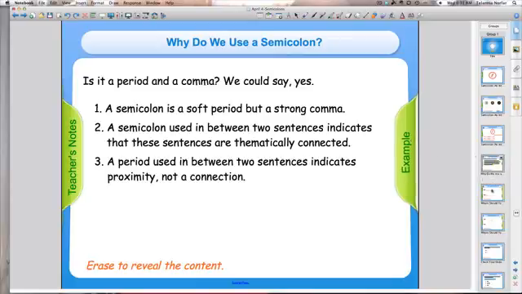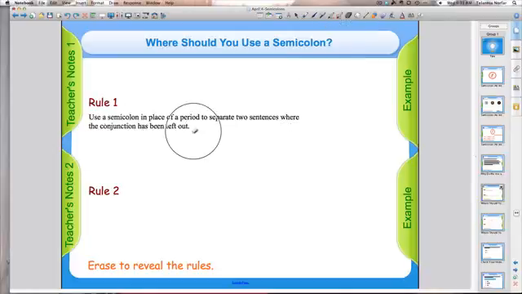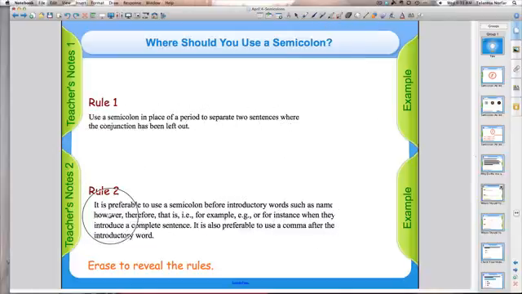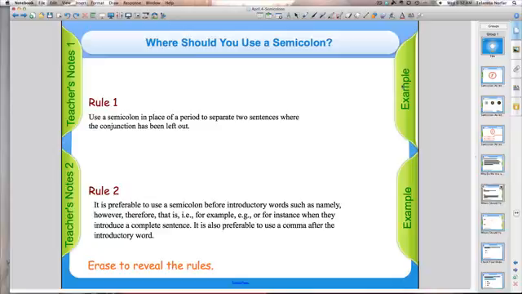Well, where should we use a semicolon? Let's check out some rules. Here we have two rules. Again, let's click the eraser to reveal. Well, with the first one, use a semicolon in place of a period to separate two sentences where the conjunction has been left out. So let's write that rule down as well as its example. Pause the video for a moment so that you can write these two rules down, but make sure you leave space so that we can write the example below them. Unpause when you're done.